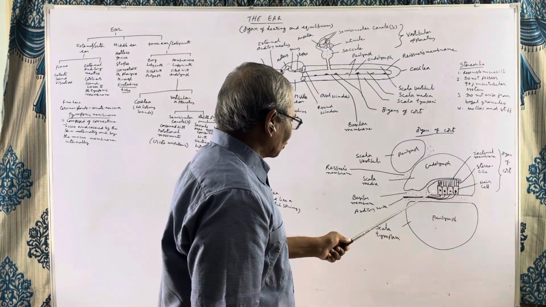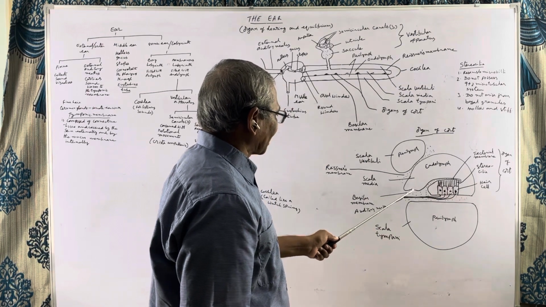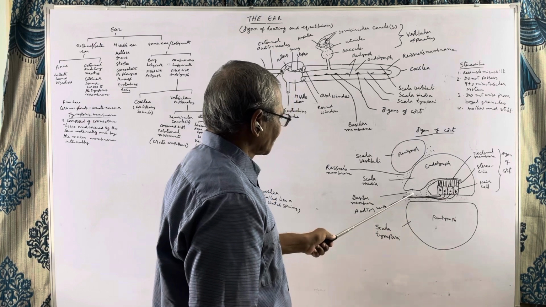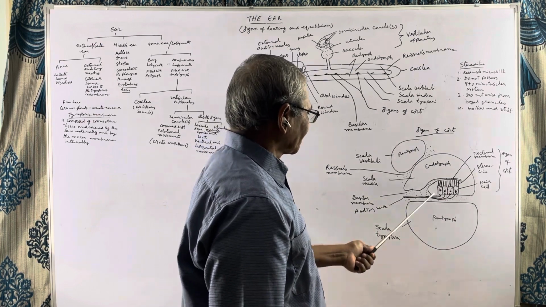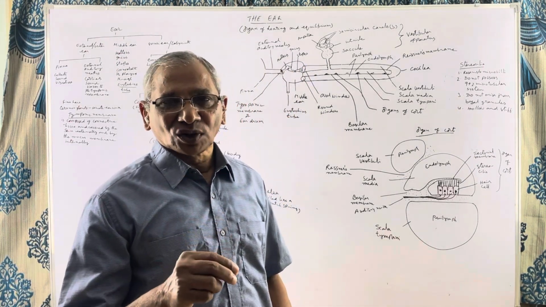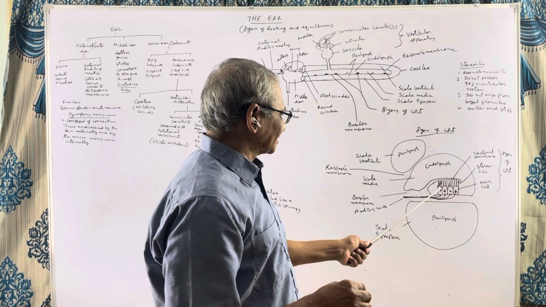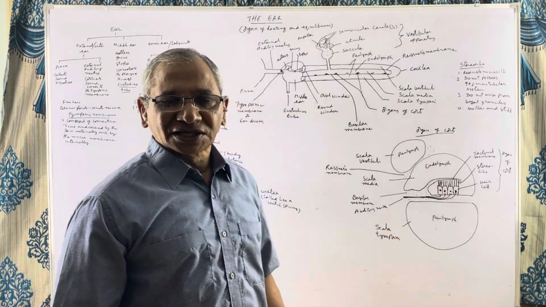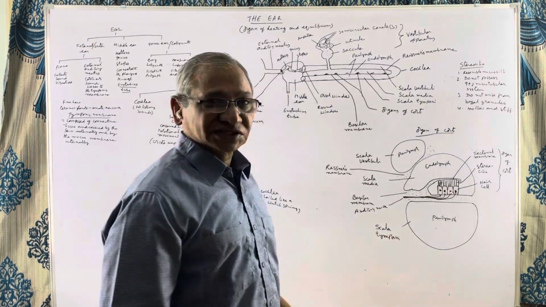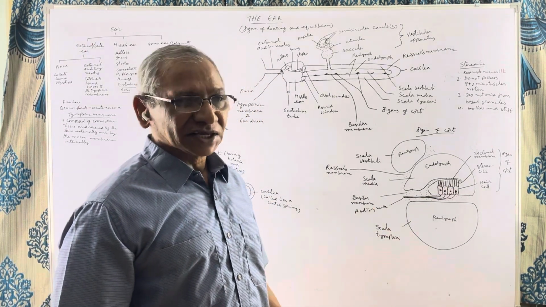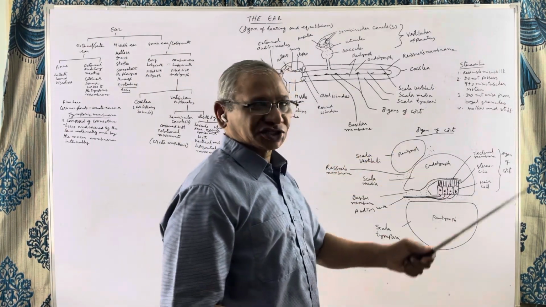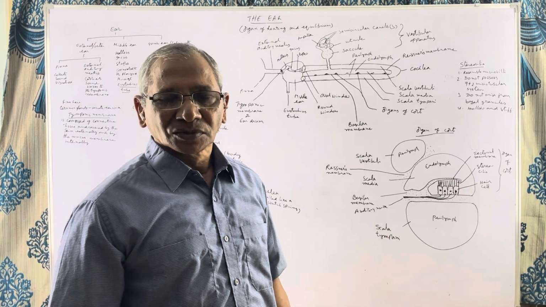I told you this membrane is known as the basilar membrane. This is the basilar membrane. On the basilar membrane, there are groups of sensory cells known as hair cells. The hair cells are provided with hair-like structures on their free surface. These hair-like structures are actually known as stereocilia.